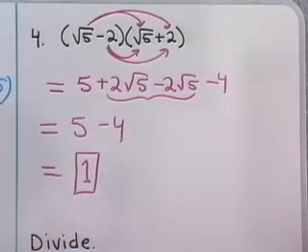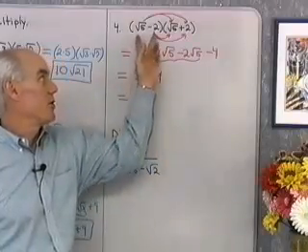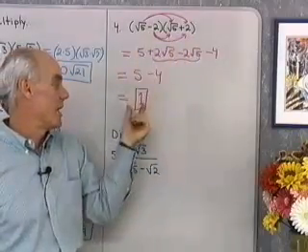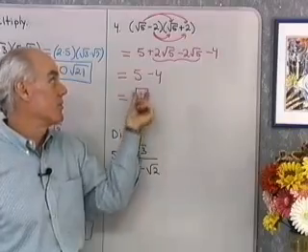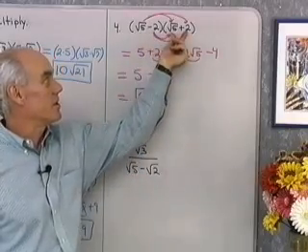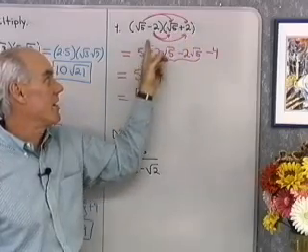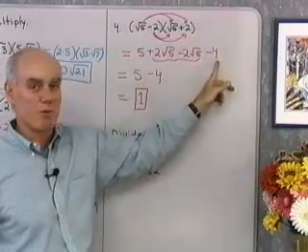Now this will always happen in this situation. That is, I'll multiply two expressions that have this form. If either one of them contains radicals, my answer will not contain any radicals, because this times this always results in the difference of two squares. The first term squared, which will be 5, minus the last term squared, which will be 4.